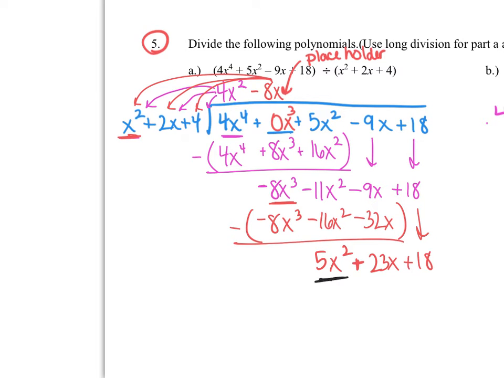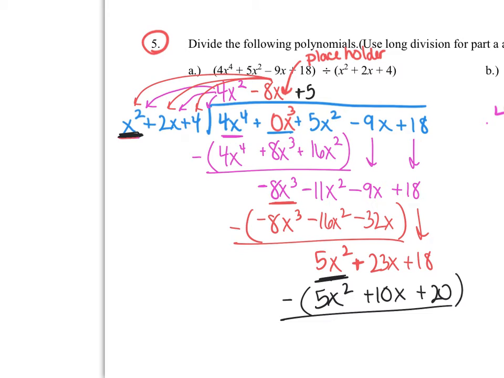So now we look at the 5x squared and the x squared. What do we need to multiply that by to match? It'll be a plus 5. 5 times x squared, it matches. That's how you know you did it correctly. 5 times 2x. 5 times 4. We subtract. 5x squared minus 5x squared is 0. 23x minus 10x. 18 minus negative 20. That right there is your remainder.